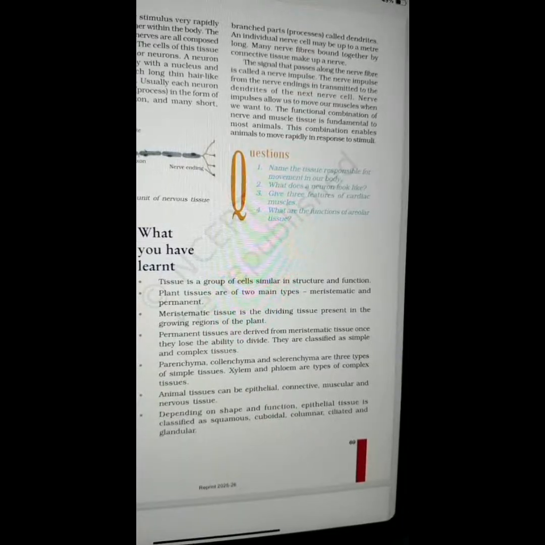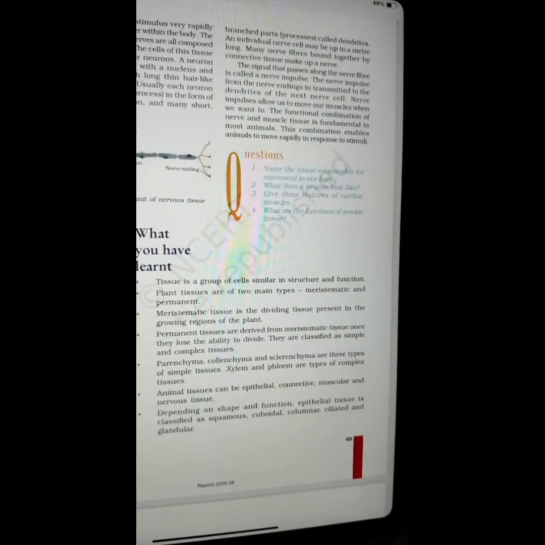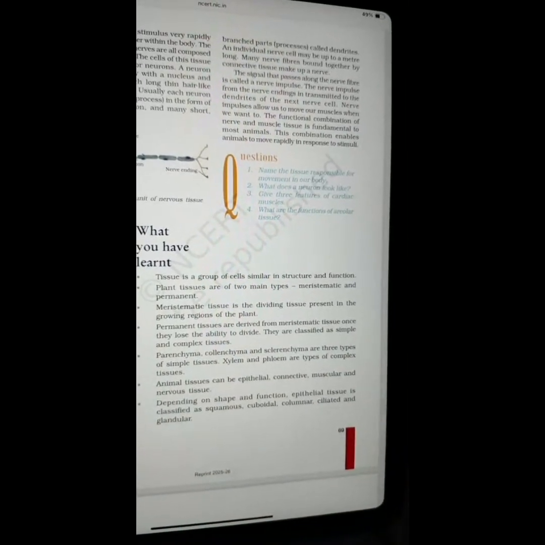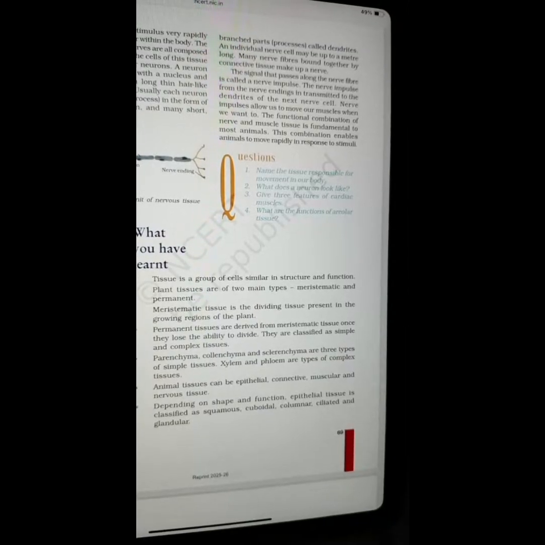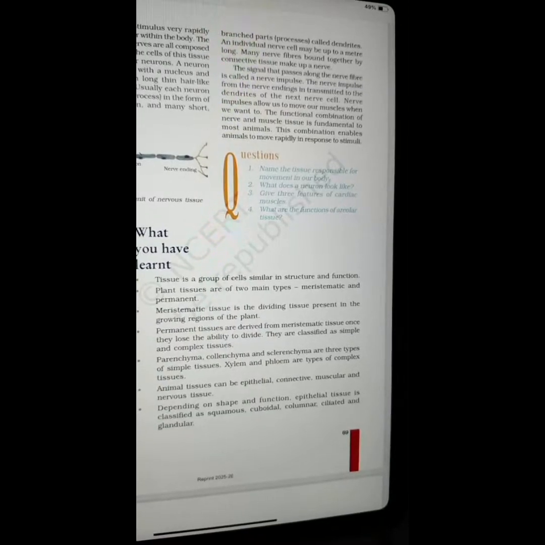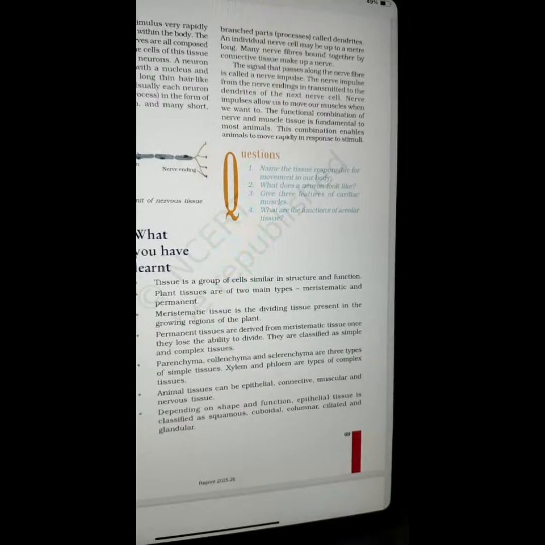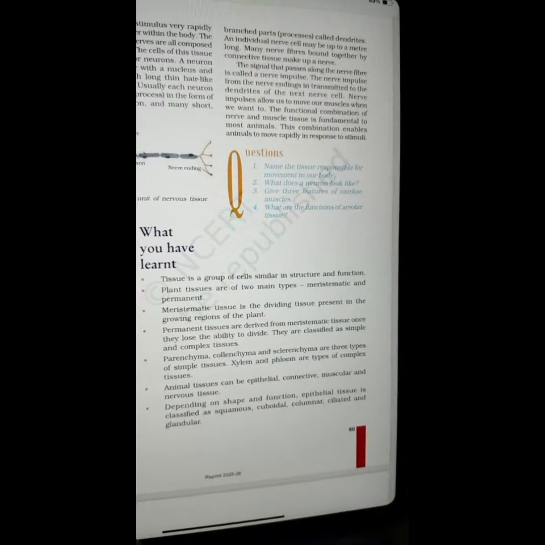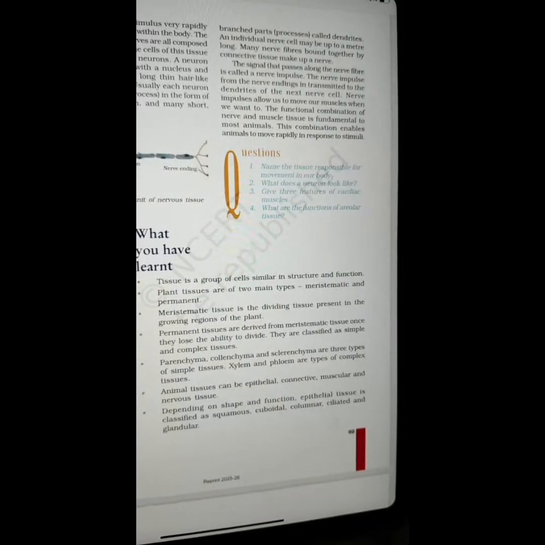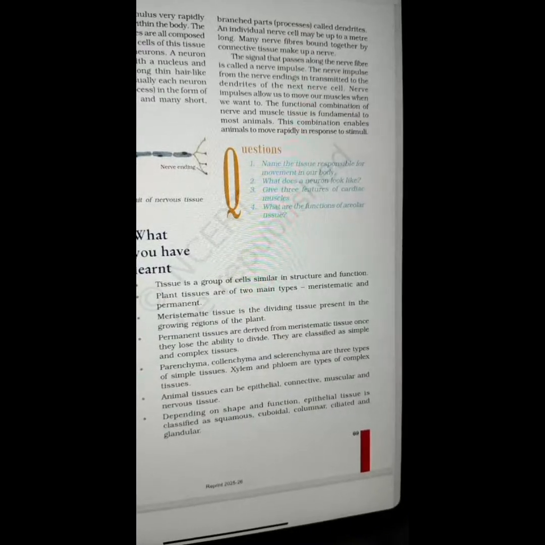So, first point is tissue is a group of cells similar in structure and function. Plant tissues are of two main types, meristematic and permanent. Meristematic tissue is the dividing tissue present in the growing regions of the plant. Permanent tissues are derived from meristematic tissue. Once they lose the ability to divide, they are classified as simple and complex tissues. Parenchyma, collenchyma, and sclerenchyma are three types of simple tissues. Xylem and phloem are types of complex tissues.